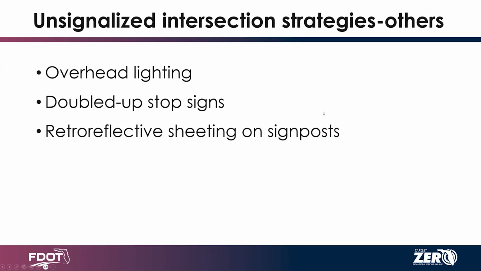In addition, like previously mentioned, lighting the intersection, especially with the prevalence of nighttime crashes, adding additional stop signs on both sides of the road, and potentially adding retroreflective sheeting on signposts, or the potential for bright sticks on the posts themselves, can improve that nighttime visibility.